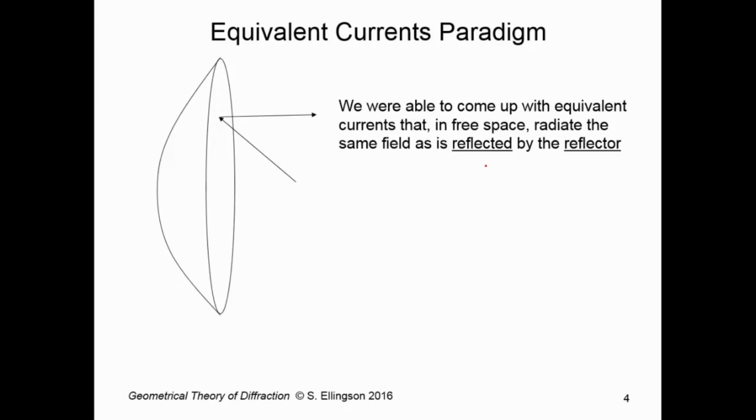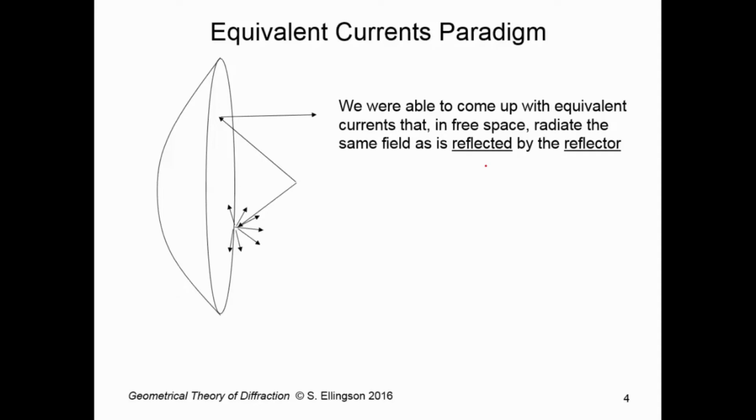Okay, the equivalent currents paradigm. For the main lobe and first few side lobes, we were able to come up with equivalent currents that in free space radiate the same field that is reflected by the reflector. I mean, that was the whole idea in geometrical optics aperture integration, and also to a large extent physical optics.